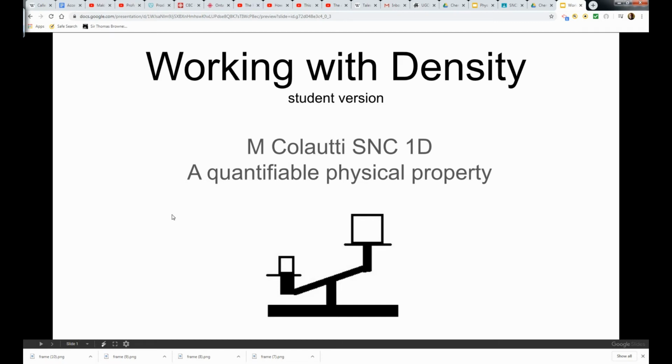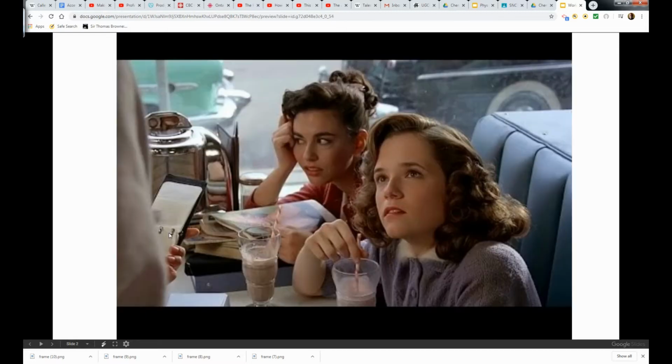Welcome back, my fine young schmetterlings. We're going to do a few examples with density together. A quantifiable physical property.